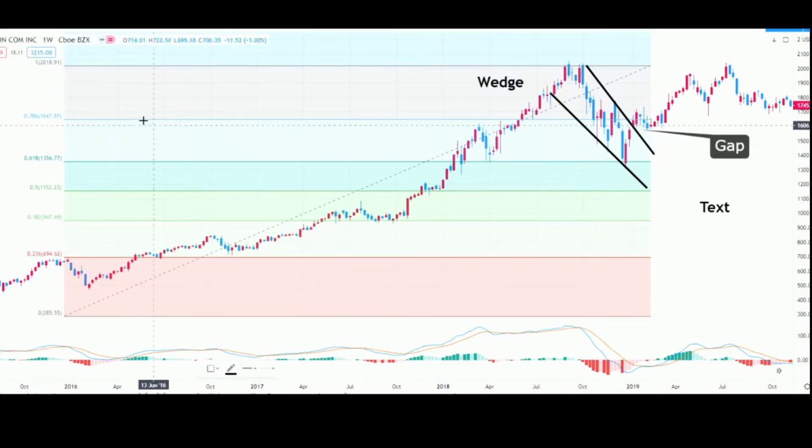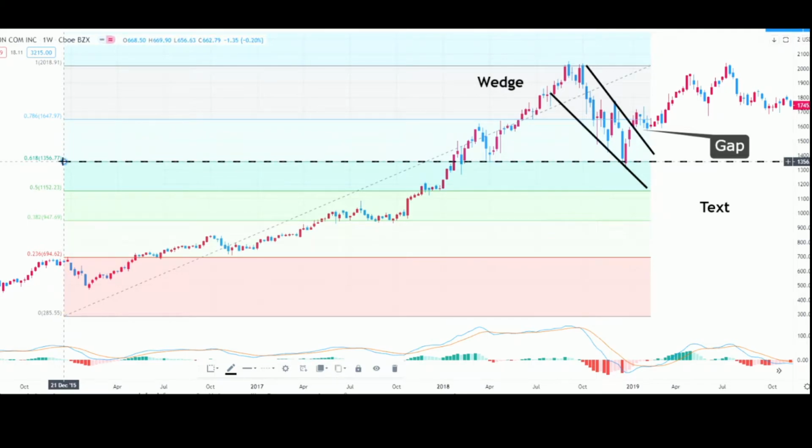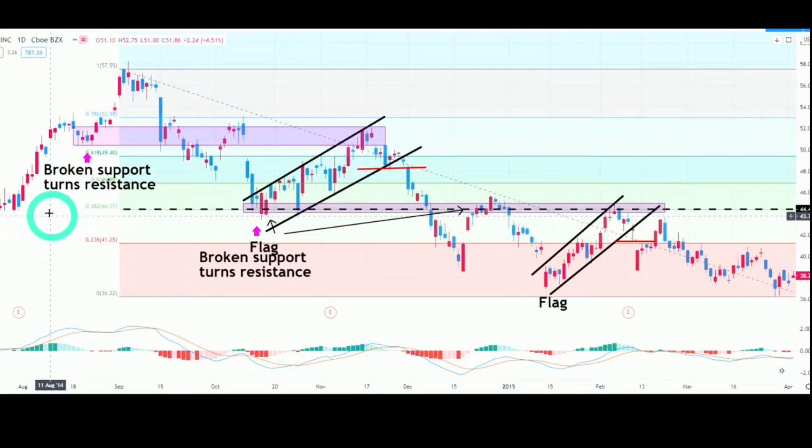23.6%, 38.2%, 50%, and 61.8%. From the Fibonacci sequence above, it is clear that 23.6%, 38.2%, and 61.8% come from ratios found within the Fibonacci sequence.